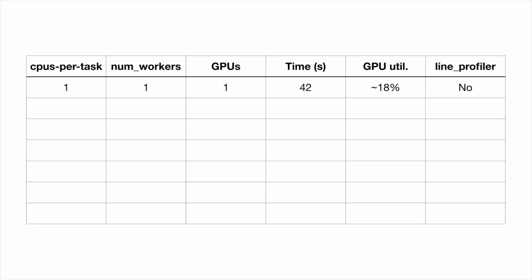Our baseline case took 42 seconds to run with a mean utilization of approximately 18%. In this case, the GPU is not being used effectively. This is probably because it is not being fed data at a sufficiently fast rate. We will return to this in a moment.